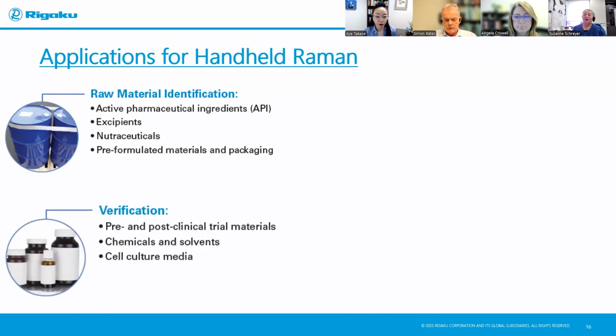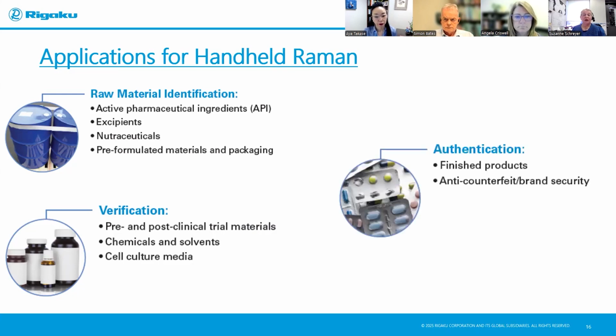Okay. Where else it can be used, and it's very useful, is for verification purposes. And this would be more in the QA/QC lab, where you want to make sure that your materials are consistent and what you want to go into your formulation. So you can look at chemical solvents, excipients. There's some other examples, like cell culture media. You can look at finished products and make sure that all the way along the process line, from raw material inspection all the way through to QA/QC, you have what you're supposed to have.